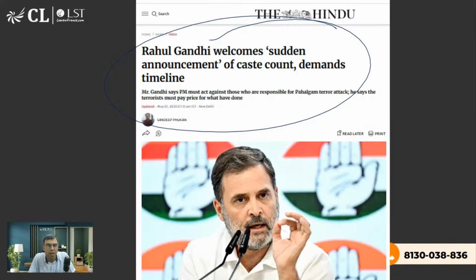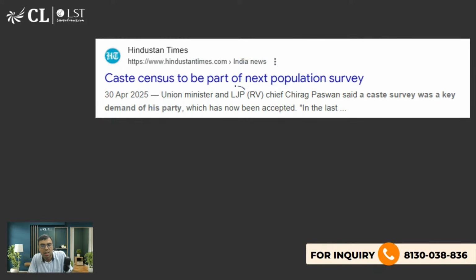LJP is there in Bihar. Lok Janshakti Party. Ask this. Lok Janshakti Party, Ram Vilas Paswan. So Chirag Paswan's father was Mr. Ram Vilas Paswan. He was also a union minister in multiple cabinets. LJP is the party from Bihar, right?